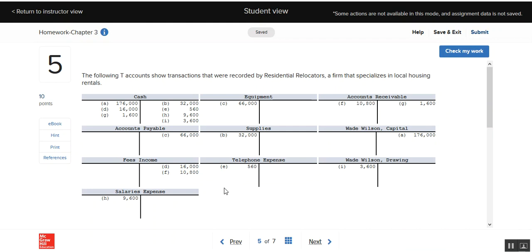So if we were to do an income statement, we would start with fees income, which is the money we made. So we would add the $16,000 and the $10,800 together, and that would be our total income. And for my problem, and your numbers will be a little bit different, mine is $26,800. So that would be our total income, and from that income we would pay our expenses. So we're going to take the $26,800 in income and subtract out the $560 of telephone expense and the $9,600 of salaries expense, which gives us a net income of $16,640.